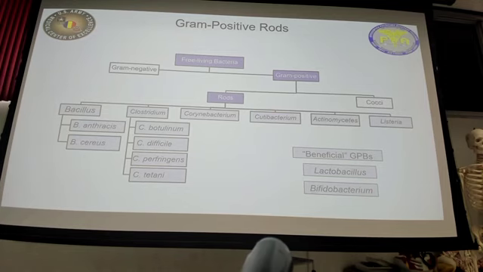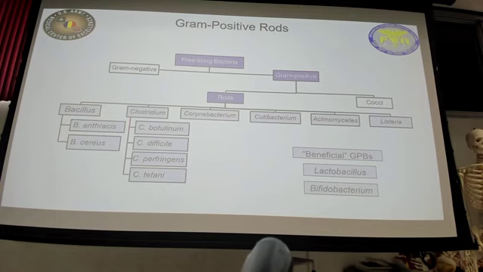Actinomyces, Actinomycetes, that causes some significant pathology. So we'll spend a couple slides talking about that. And then Listeria. Listeria is one that we talked about briefly as causing meningitis. So that is another significant pathogen and associated with some big outbreaks there.